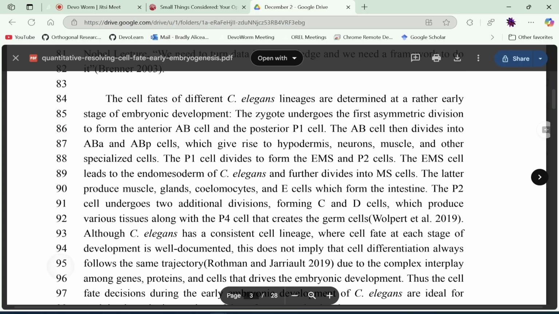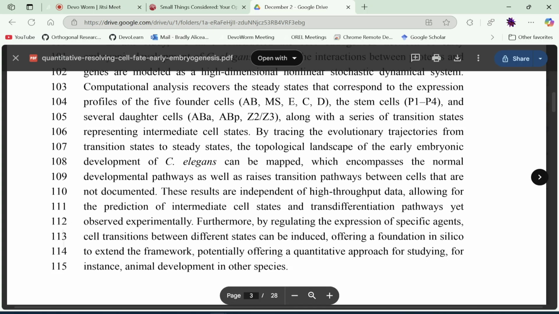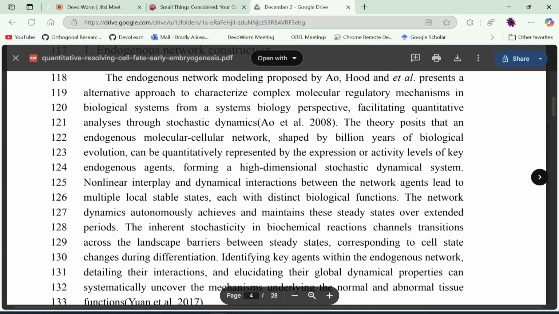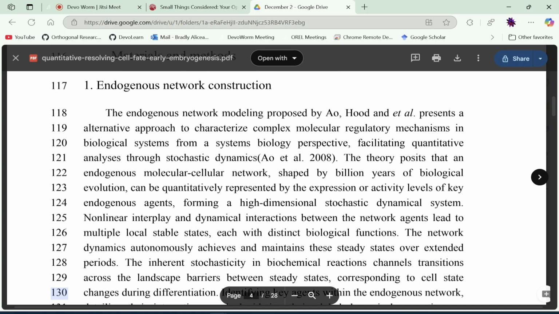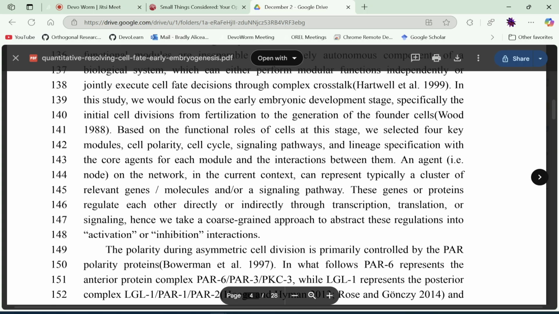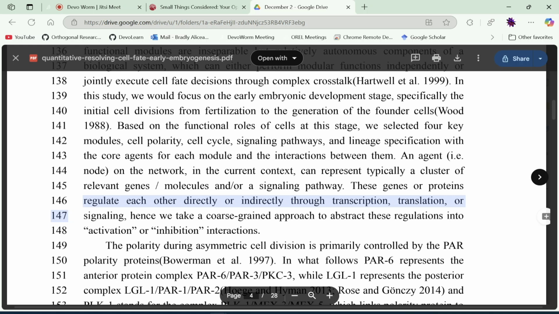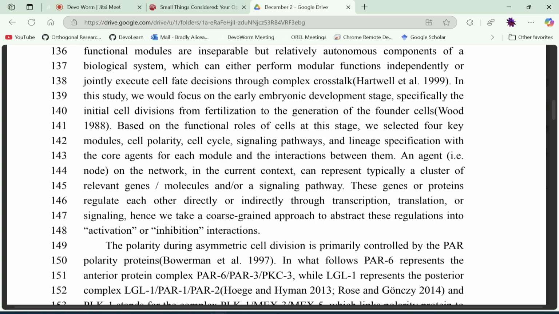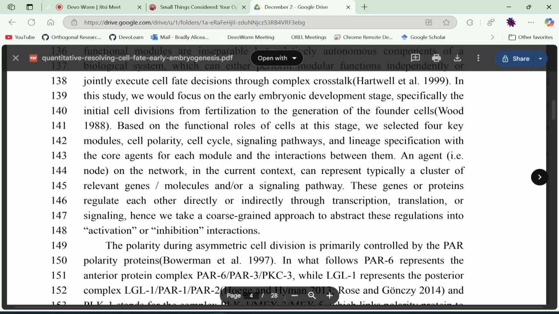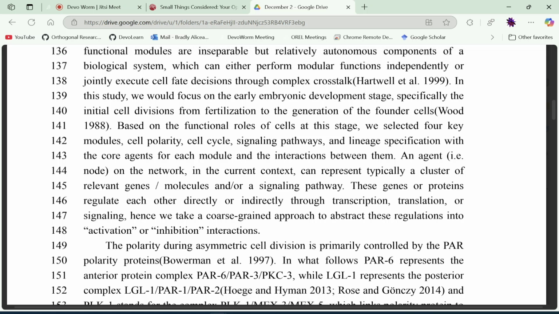Okay, so they talk about the founder cells, and then they get into this endogenous network modeling that they're doing. You have to pick a number of different genes for this. They want to pick 4 modules of functional genes. So they selected 4 key modules: cell polarity, cell cycle, signaling pathways, and lineage specification.